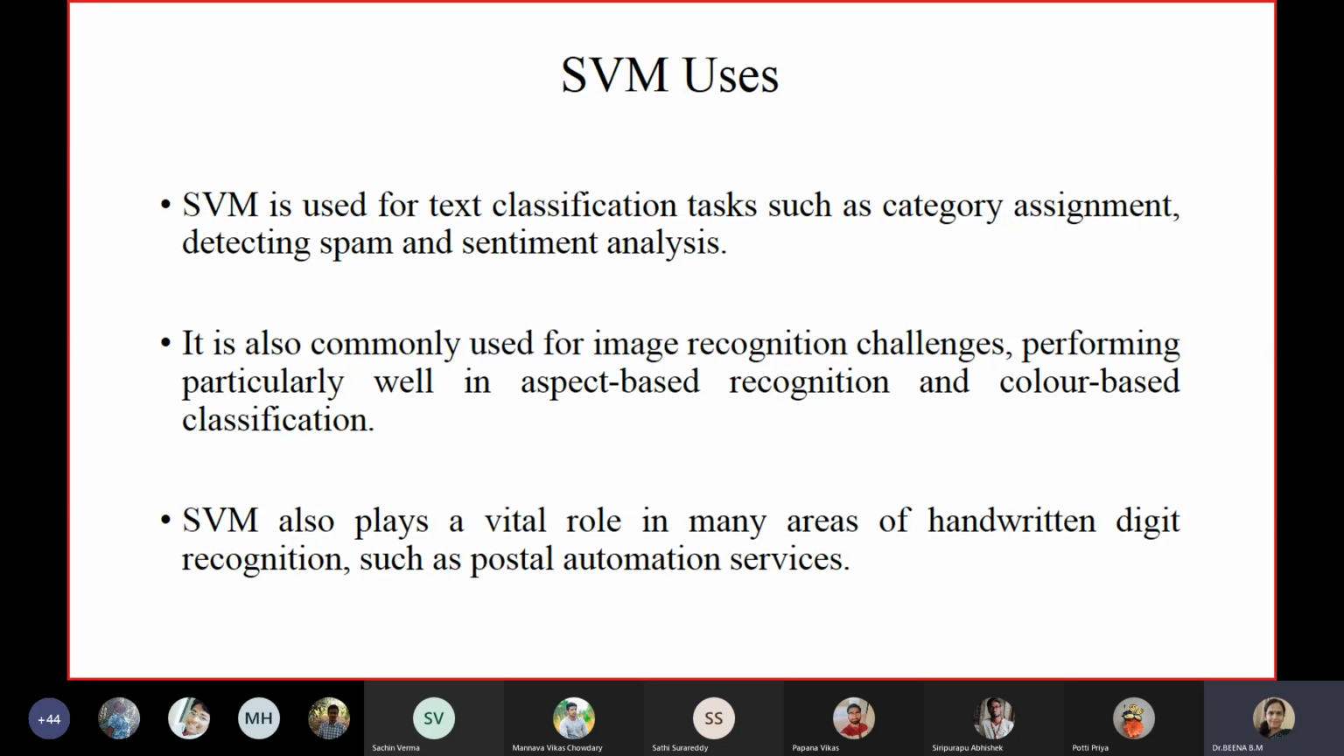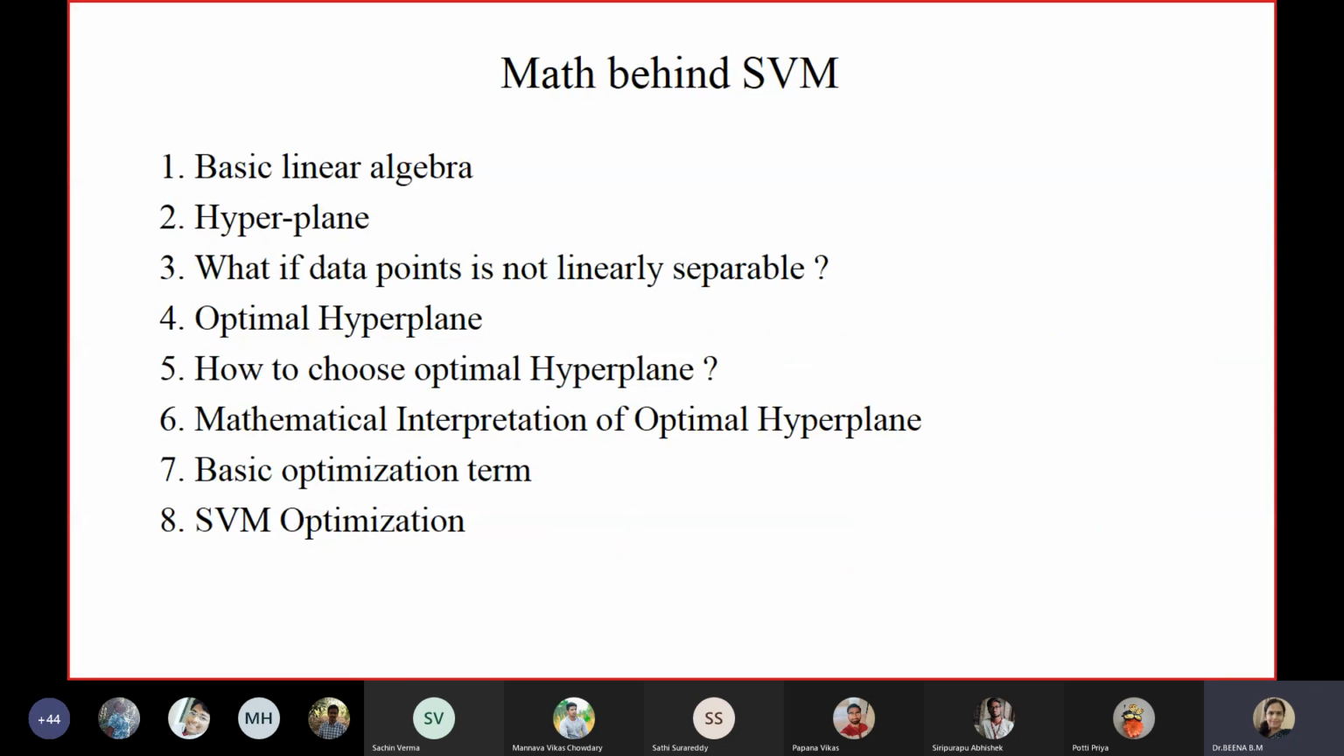Okay, and SVM is commonly used for image recognition challenges. It performs well on aspect-based recognition and color-based classification, and it is also used for handwritten digit recognition, such as postal automation services. So today we will see the maths behind SVM.